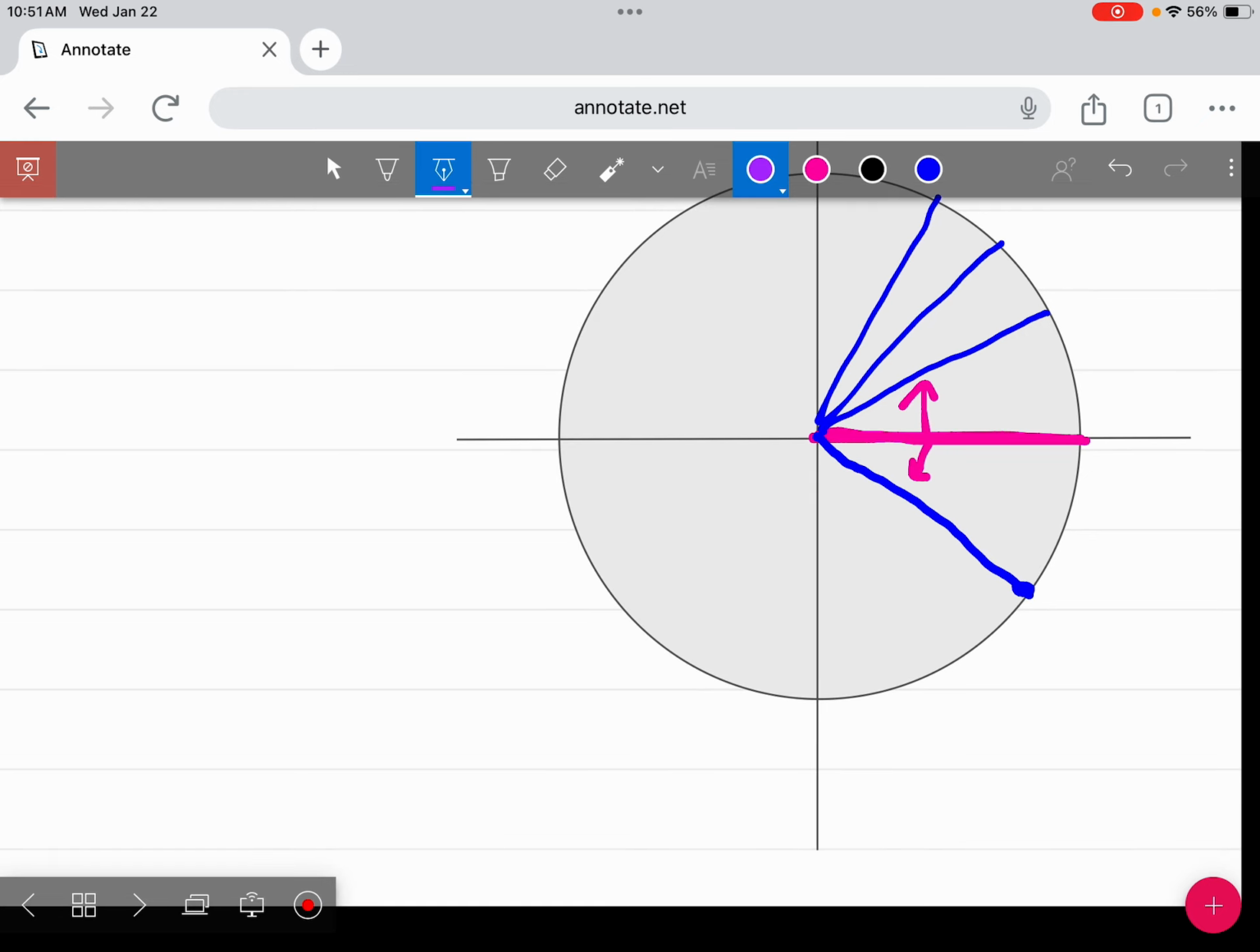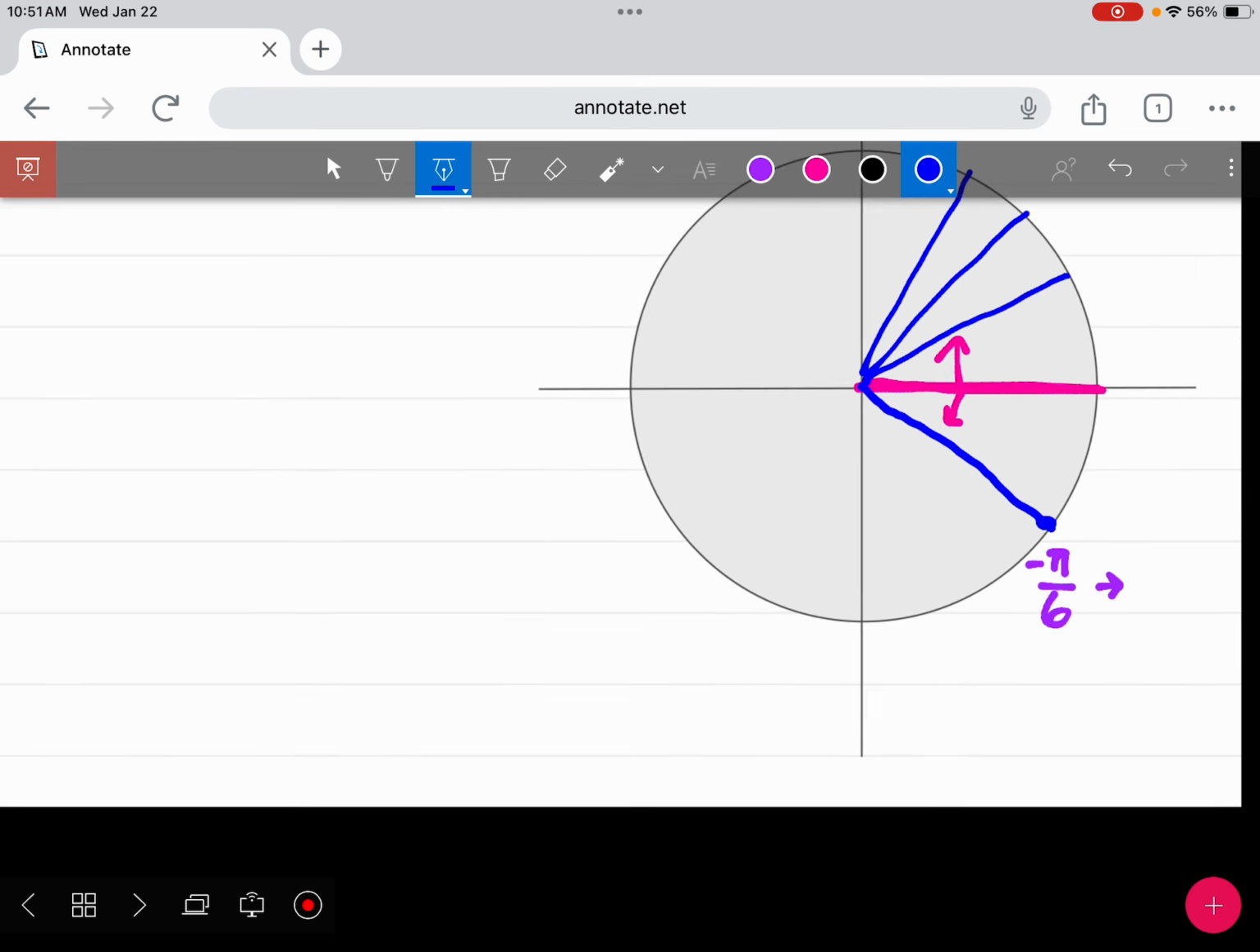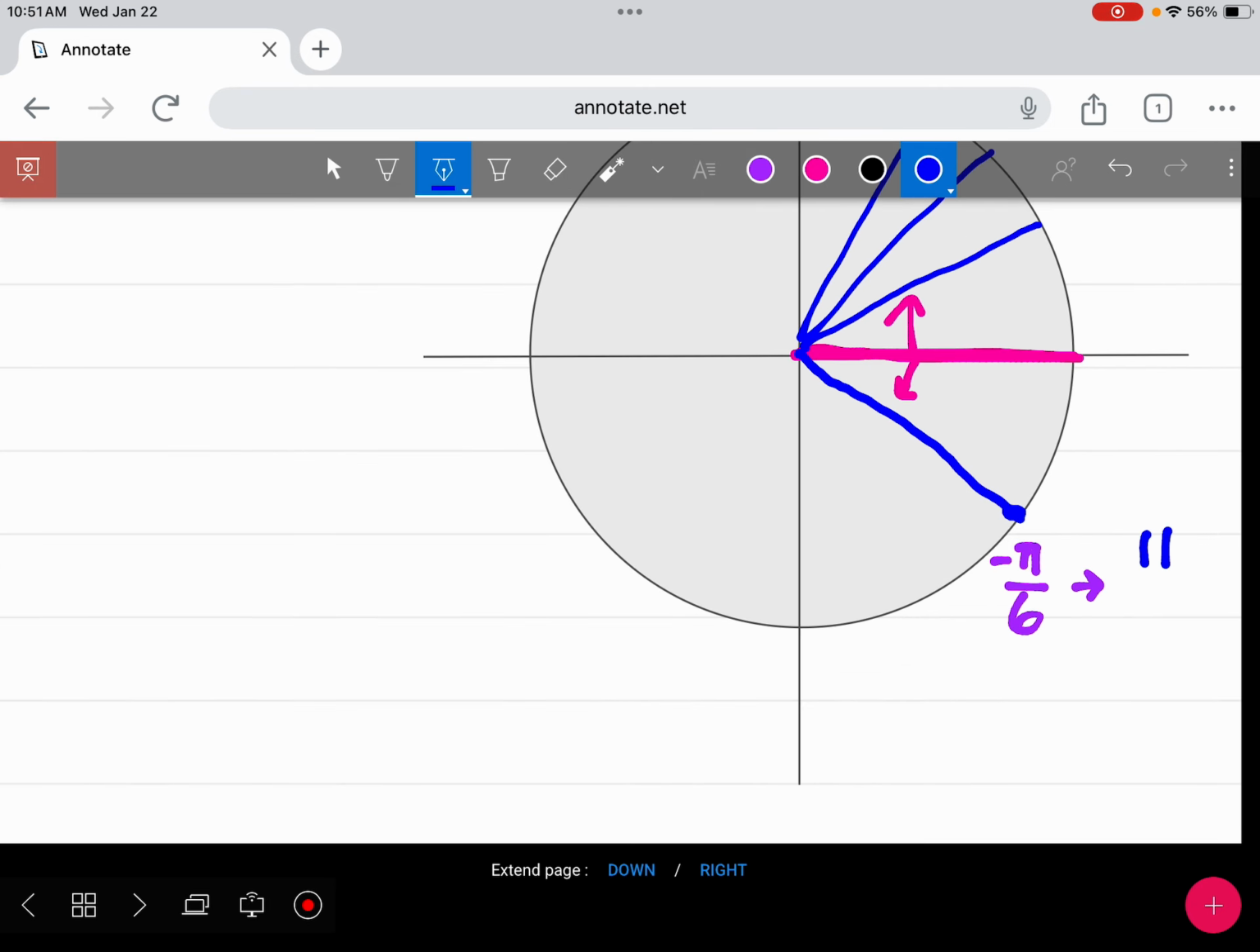So our negative pi over 6 is coterminal with what's the positive version of that angle? Because we're not used to seeing it as negatives if we think unit circle. It's 11 pi over 6. So those two things are the same angle. It's just whether we go this way or we go that way. Around this way gives us 11 pi over 6. Down this way is negative pi over 6. They're coterminal.